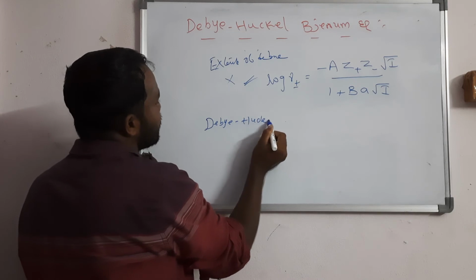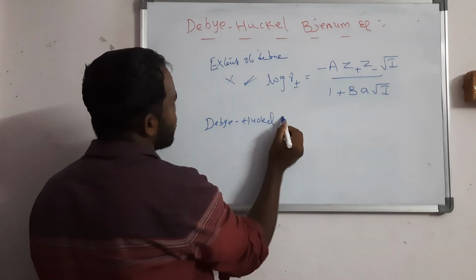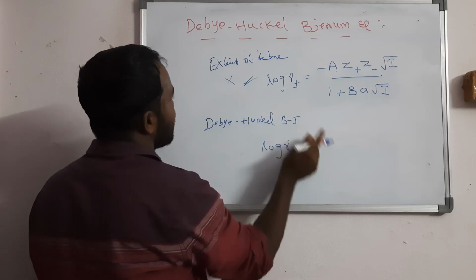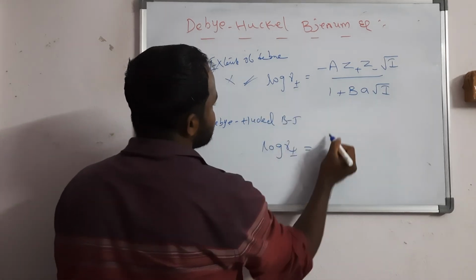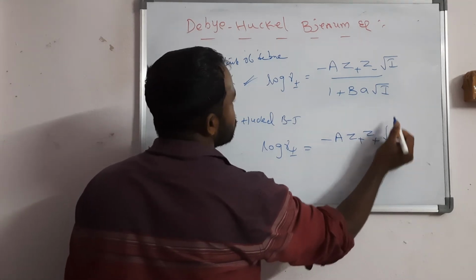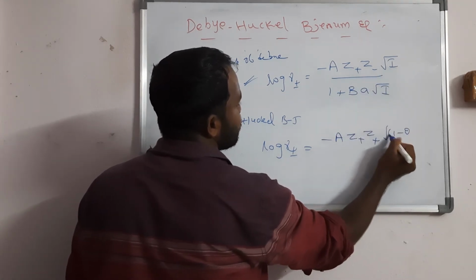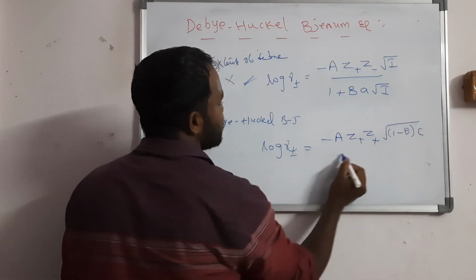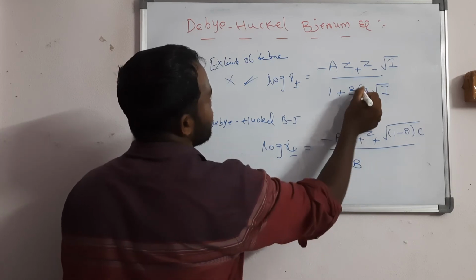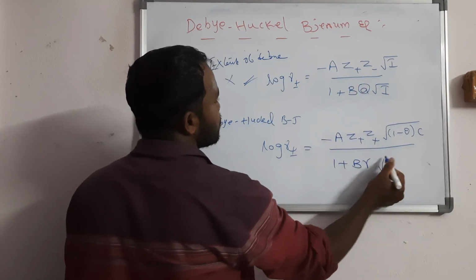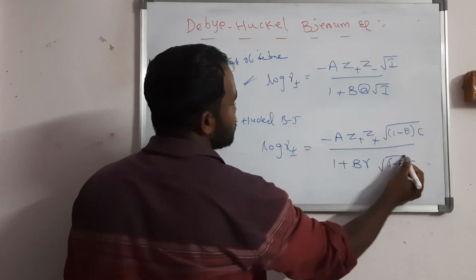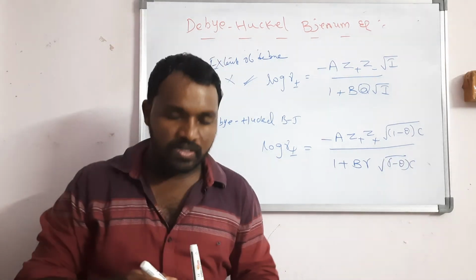Similarly, the Debye-Hückel-Bjerrum equation is similar to this equation. It is given by log gamma plus or minus, the mean ionic activity coefficient, as it is, equal to minus a into z plus into z minus into under root. In place of I, you should take 1 minus theta into c. Similarly, in the denominator 1 plus b into, whenever a is there, you should take r here. Whenever I is there, you should take 1 minus theta into c. So this is the Debye-Hückel-Bjerrum equation.